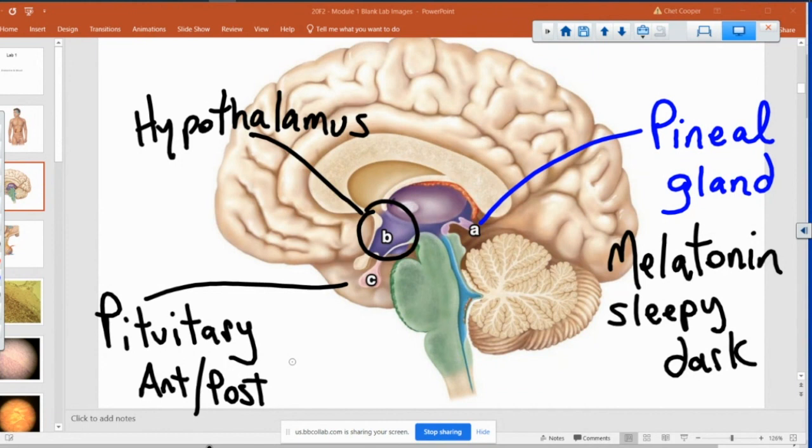Okay? Remember, what does it control? The pituitary. It controls the gland right under it. Let me wash your melatonin away. It doesn't work that fast. Sorry. I wish it did. So the hypothalamus controls the pituitary.